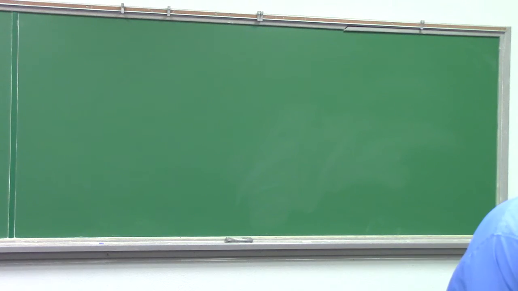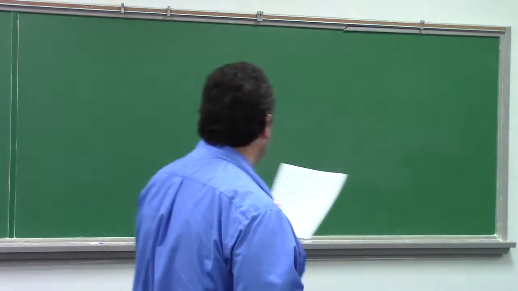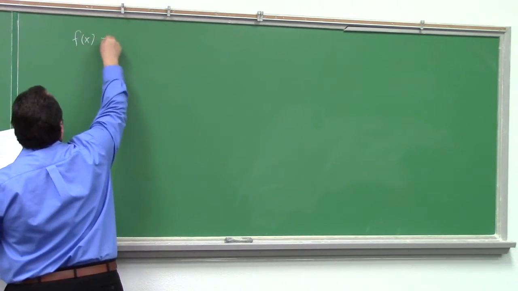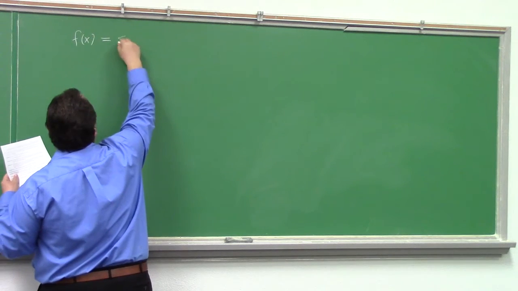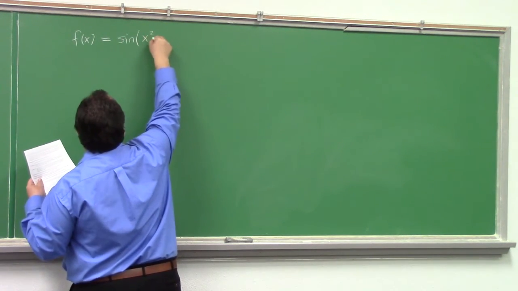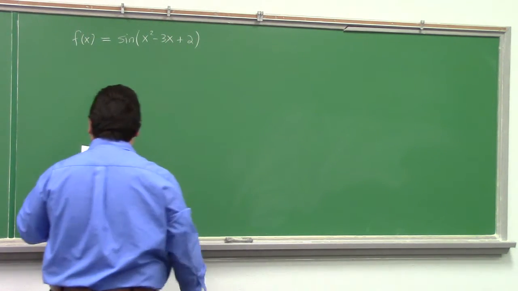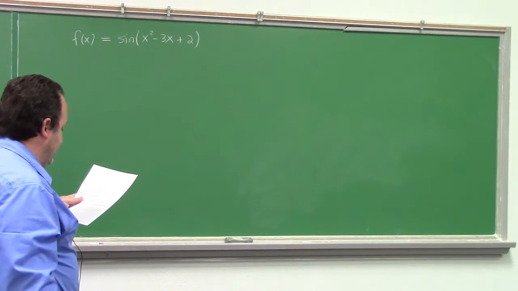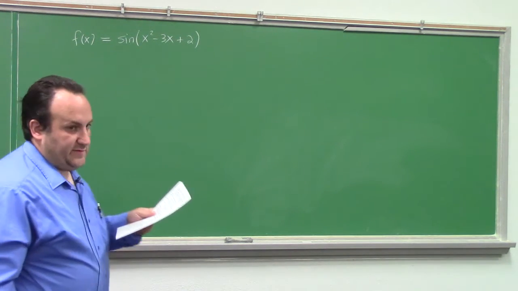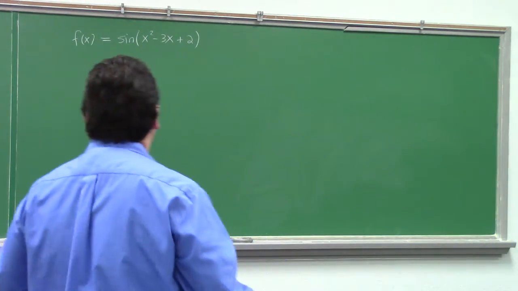So 116, we have f of x equal to the sine of this particular quadratic, right? And we're asked to find critical numbers and determine intervals of increase and decrease, and include sign charts of the derivative in your solution, right? Okay.